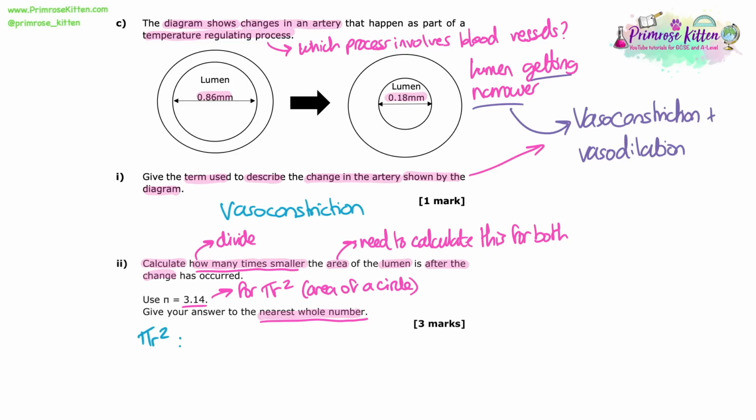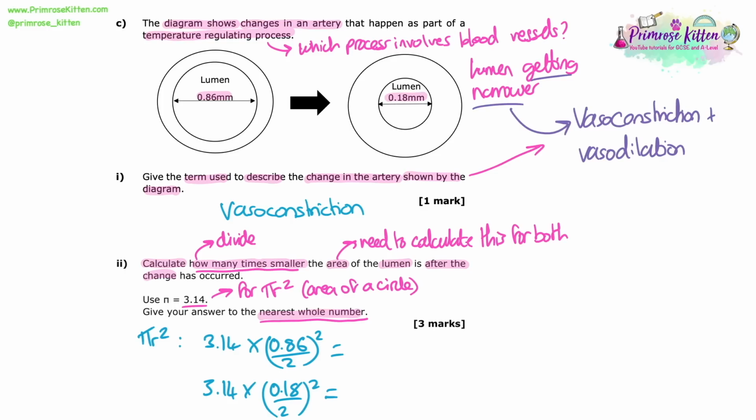I'm going to write down pi r squared because I know I'm going to use that formula, and it also means the examiner knows that I know how to calculate the area of a circle, just in case something happens. I'm going to use 3.14 for pi, like it said in the question. We've got the diameter in the question, so we need the radius for pi r squared. We're going to do the diameter divided by 2, and then square that.